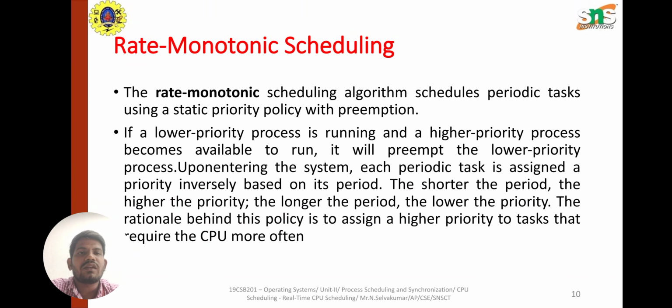Rate-monotonic scheduling. The rate-monotonic scheduling algorithm schedules periodic tasks using a static priority policy with preemption. If a lower-priority process is running and a higher-priority process becomes available to run, it will preempt the lower-priority process. Upon entering the system, each periodic task is assigned a priority inversely based on its period. The shorter the period, the higher the priority; the longer the period, the lower the priority. The rationale behind this policy is to assign a higher priority to tasks that require the CPU more often.